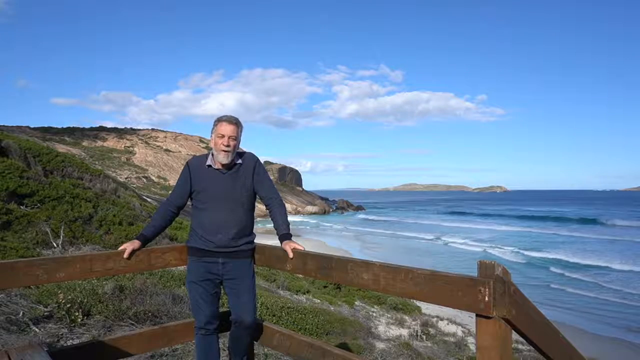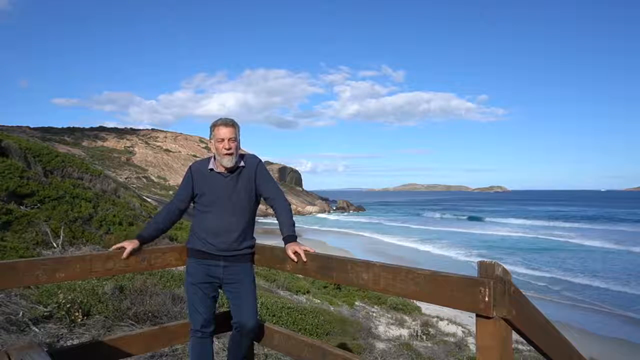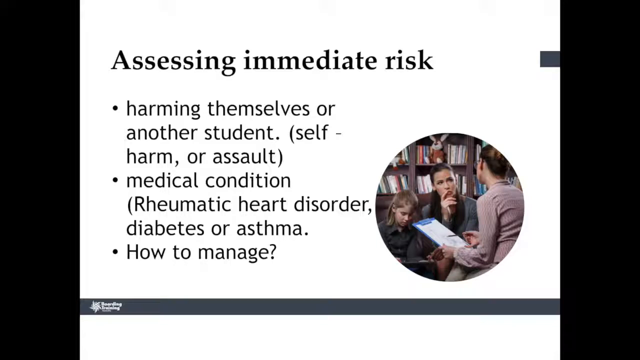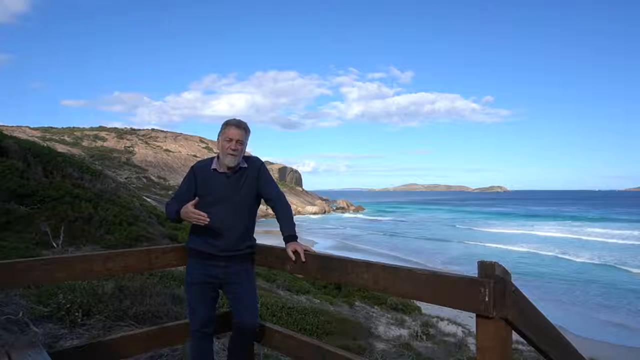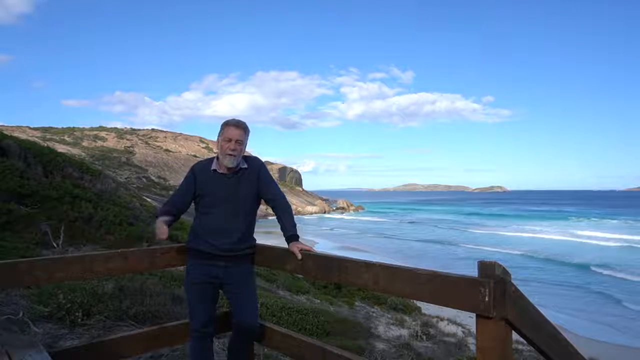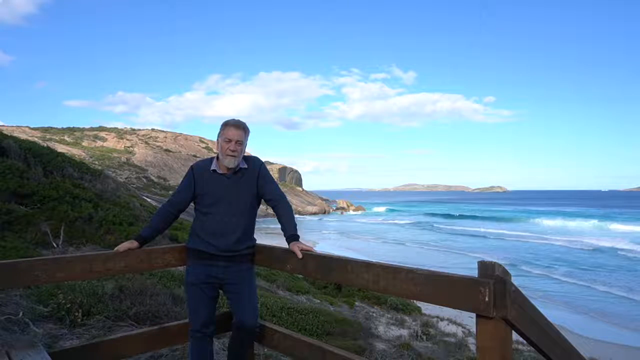So in identifying the program required to meet the needs of the young person, we need to work out, is this young person at risk of harm, and particularly immediate or urgent harm, and that could be something like them harming themselves through self-harm or suicide, or it could be something like harming somebody else through assault. And a young person can also be at risk of urgent harm if they have a health condition, through rheumatic heart fever, asthma, diabetes, or some sort of health condition like that. And if a young person is at risk of immediate harm, then we need to manage that immediately.